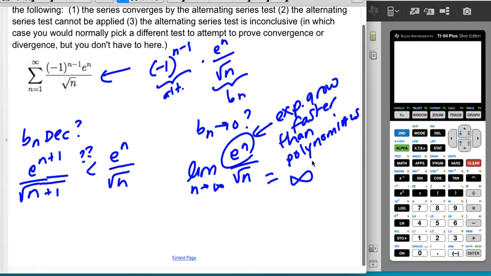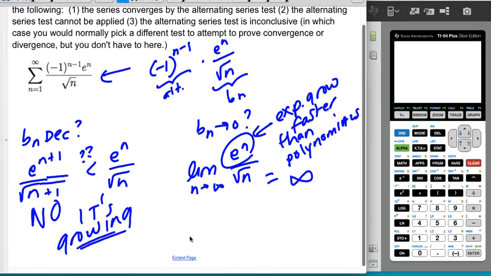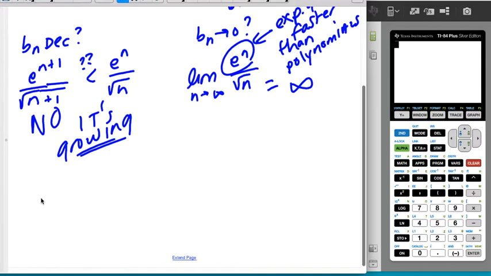This thing's actually going to approach something infinitely large. This is huge, right? So it's actually growing. This is not true. It's growing. And you can see that. Let's say you're having trouble picturing that. There are some other ways to figure that out, but one easy way is to just pick a couple of n values. If you picked n as 1, you'd get e over root 1, which is just e.